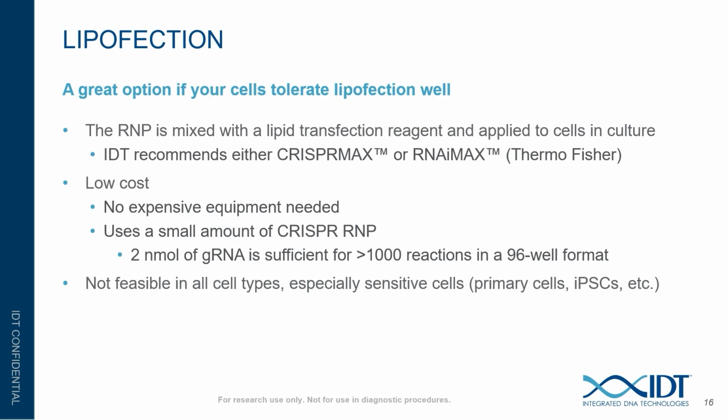Lipofection is commonly used among researchers for transfection. This approach is convenient and requires mixing the RNP with lipid transfection reagents such as CRISPRMAX or RNAiMAX, followed by incubating with the cells in culture. This approach is usually cheap and doesn't need expensive equipment. Additionally, it uses a small quantity of CRISPR RNP. Generally, 2 nanomole of gRNA is sufficient for more than 1,000 reactions in a 96-well format. The drawback of this approach is that it is not feasible in all cell types, especially sensitive cells such as primary cells or iPSC cells.